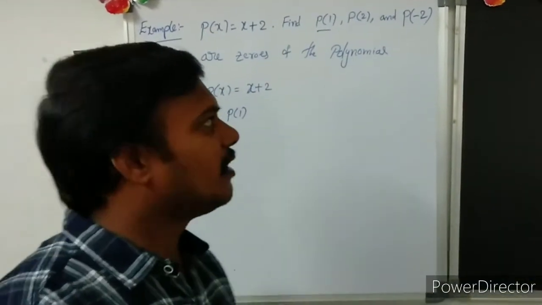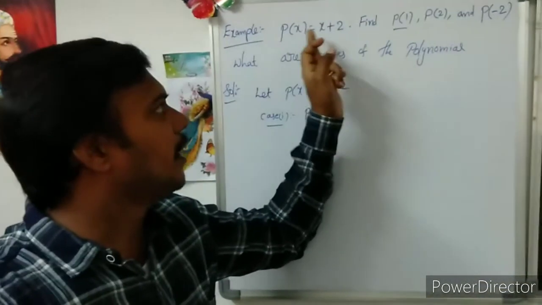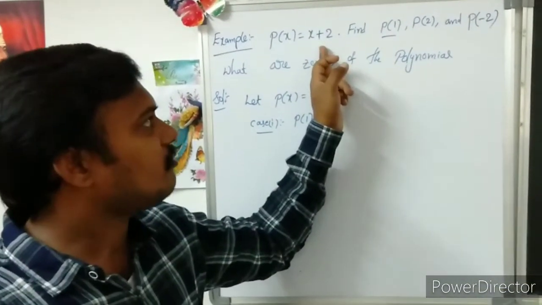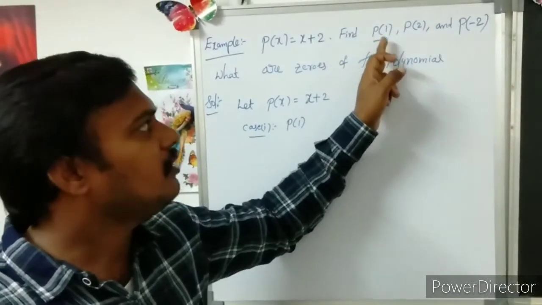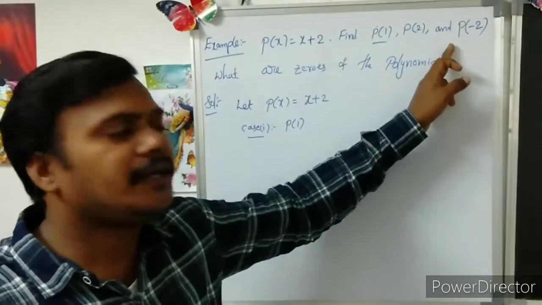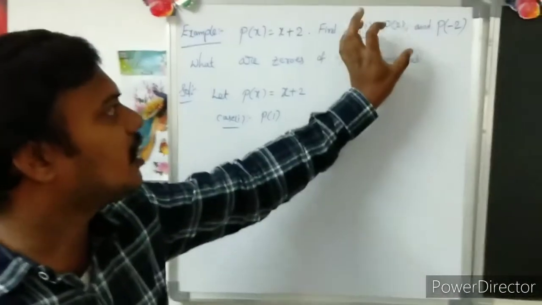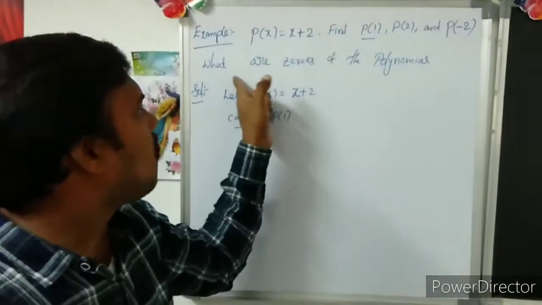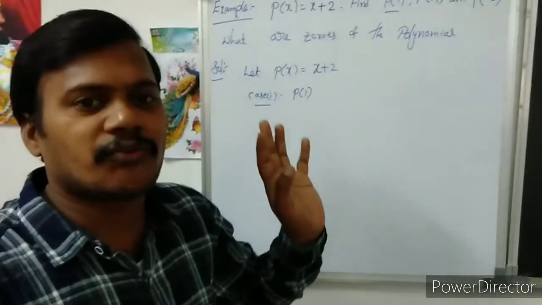Now let us consider another example. Just see, p of x equal to x plus 2. Here find the value of p of 1, p of 2 and p of minus 2. In these values, what are the zeros of the polynomial?